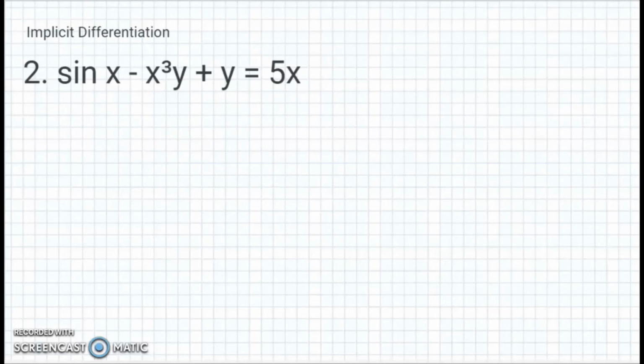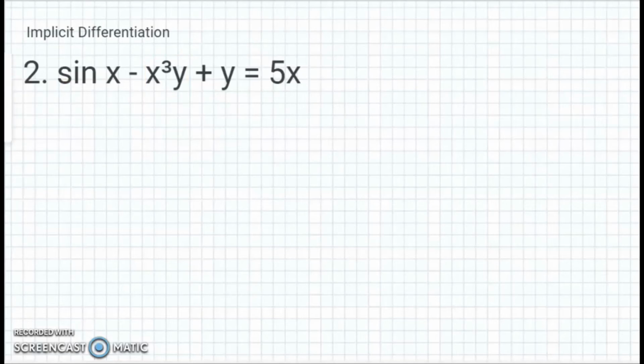And for our second example, we have a trigo term here. We have y's here. This is just an x term. And let us not ignore this part here. We have x cubed y, which is a product. So later on, we will apply the product rule. So let's have first a recap of the product rule.